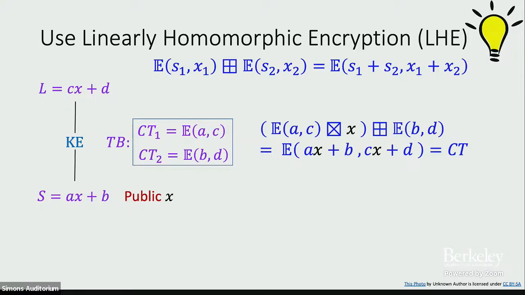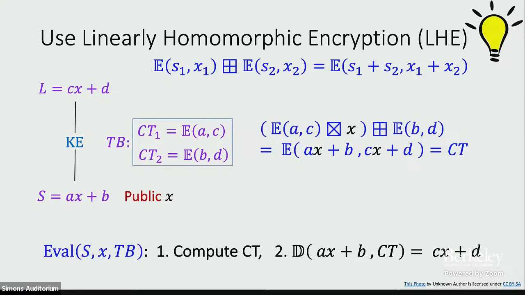Then all we need to do is use the linear homomorphism property to do this homomorphic evaluation, which is multiply this ciphertext with a scalar x and add it together with the second ciphertext. What I should get is an encryption under the short label that encrypts the long label. Right? So how do I evaluate? All I need to do is homomorphic evaluation using the public wire value x, get this ciphertext. Now I have the short label. Decrypt it, I will get the long label. Right?